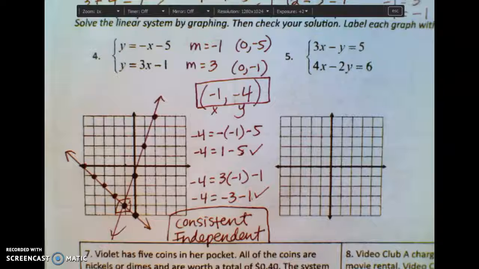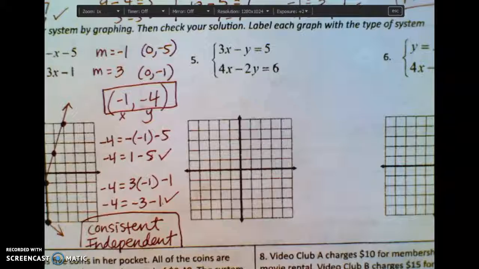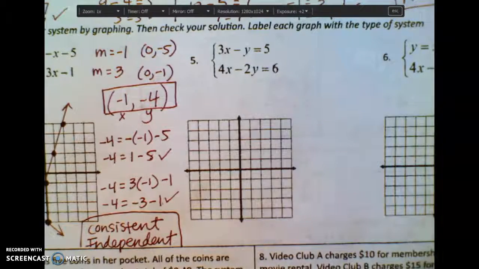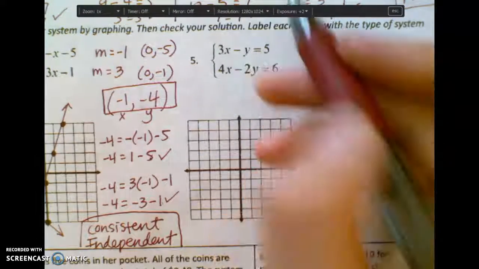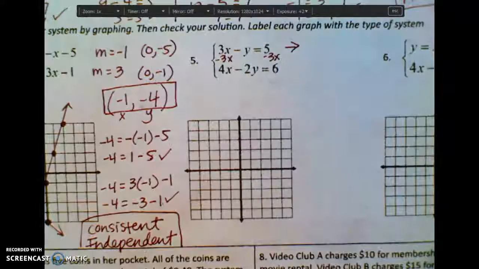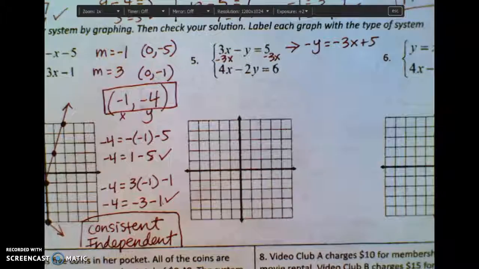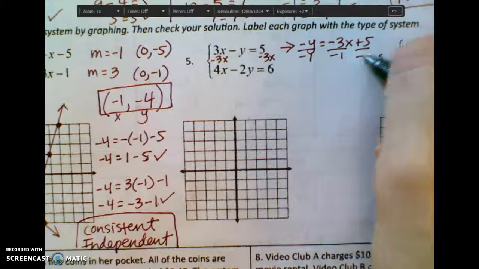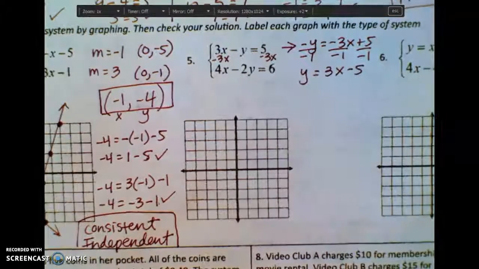Number 5, we need to go ahead and put this in slope-intercept form, and then we will graph them. If you need extra space on these, go ahead and grab an extra sheet of paper if you're feeling squished. So on the first one, to get it into slope-intercept, that means get y by itself. I'm going to subtract the 3x on both sides. So that's going to give me negative y equals negative 3x plus 5. To get that y by itself, I'll divide or multiply everything by negative 1. So y equals 3x minus 5.